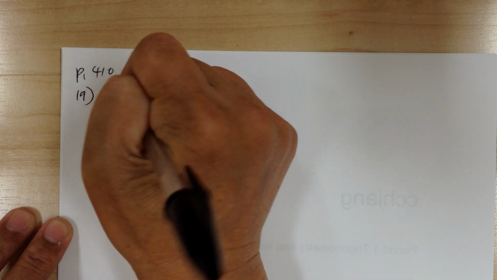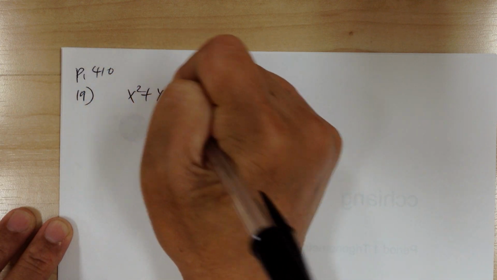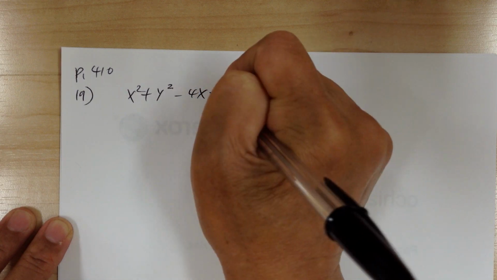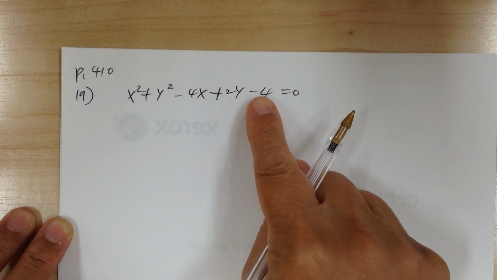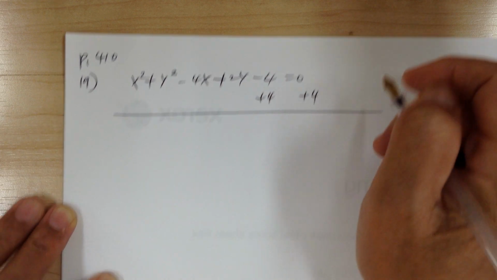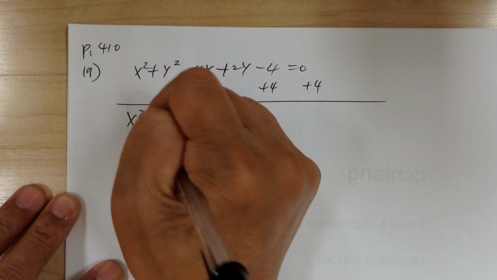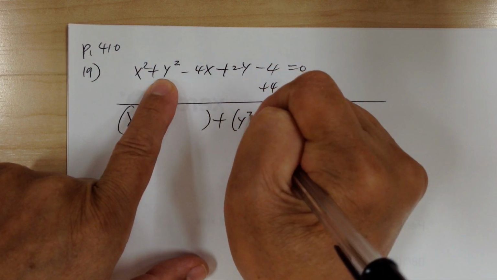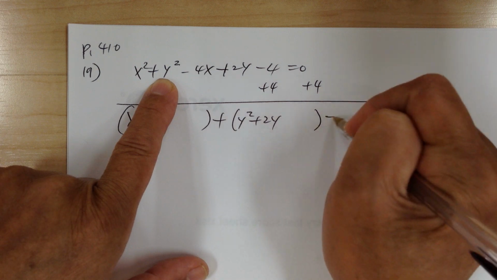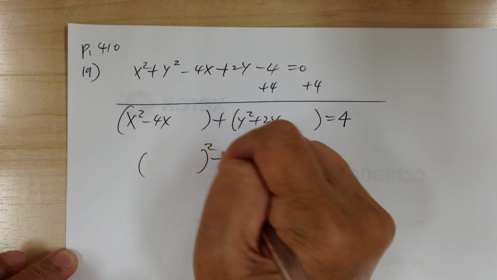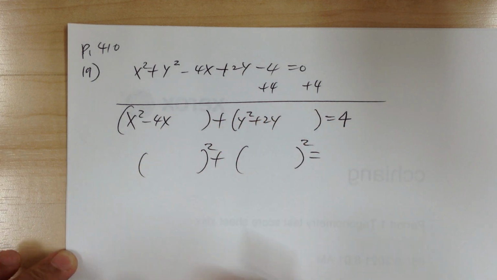Okay, number 19, you have x squared plus y squared minus 4x plus 2y minus 4 equals 0. First let's move this number out of the way, so plus 4 on both sides. And group your variables, so you're going to have x squared minus 4x, and again, leave a space. For the y, you got y squared plus 2y. Okay, so that's what you have so far. Let's go and complete the square.